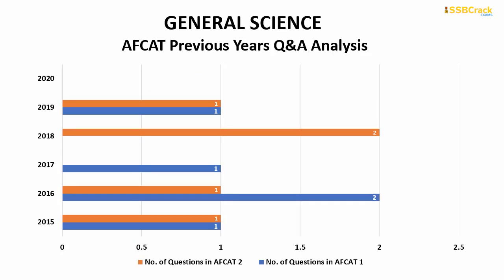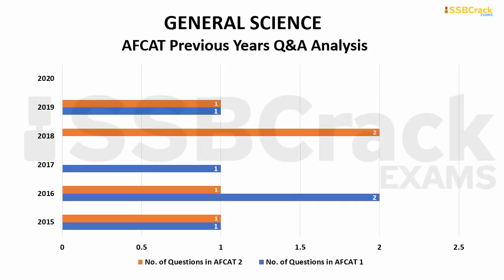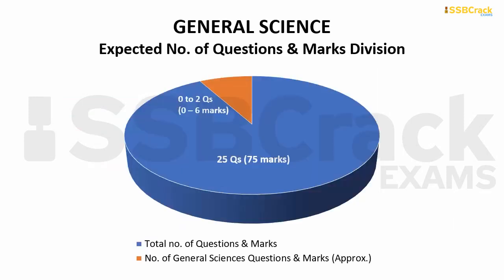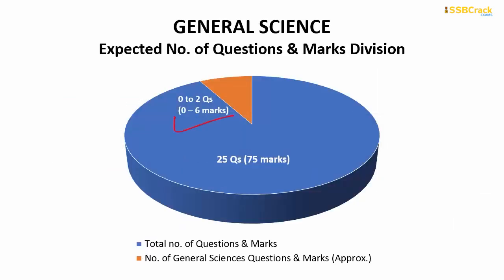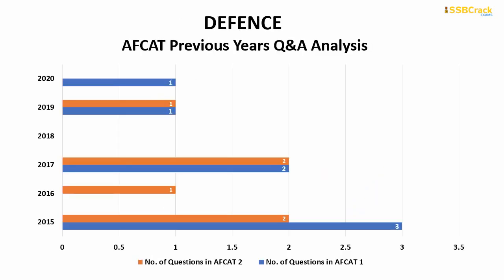The last in our list is general sciences, from which hardly one question you can expect every year. They don't ask many questions from the general sciences section. So 0 to 1 question, or at max 2 questions, you can expect from this section, 0 to 6 marks out of 75 marks. The very last one in our list is the defense section.